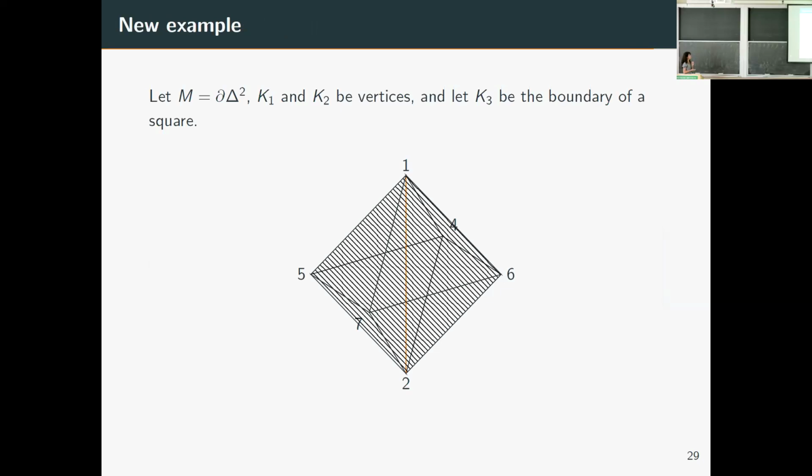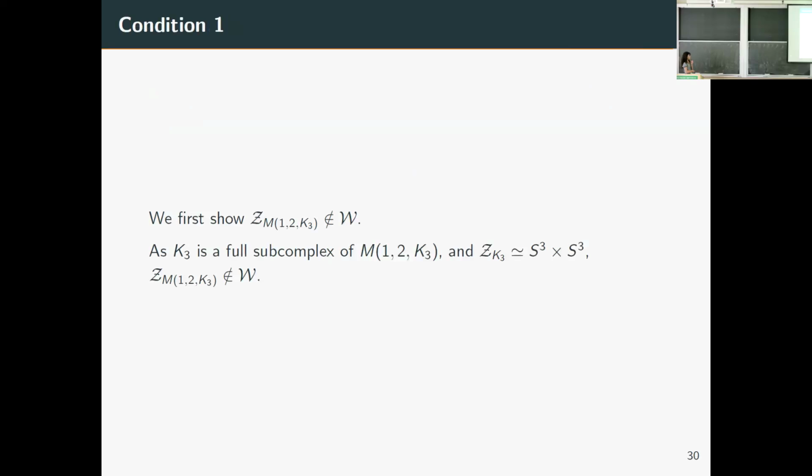So here we're going to let M be the boundary of a two-simplex. We're going to let K1 and K2 be vertices, and we're going to let K3 be the boundary of a square. So it's going to look something like this, where all these faces on the outside are filled in and all these faces on the inside are empty. So we're first going to show that the associated moment angle complex doesn't belong to W, but K3 is going to be a full subcomplex of that substitution complex. And we know that's a product of two three-dimensional spheres. So we get that that moment angle complex is not going to be a wedge of spheres.